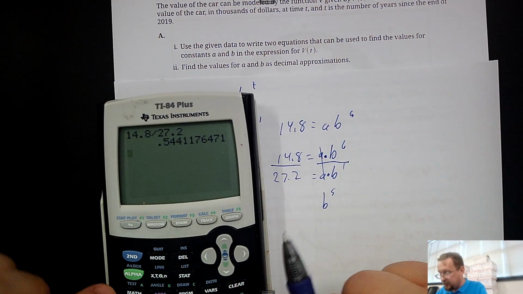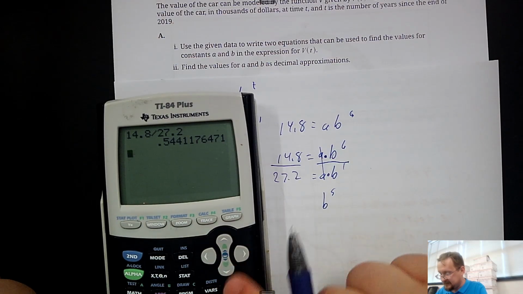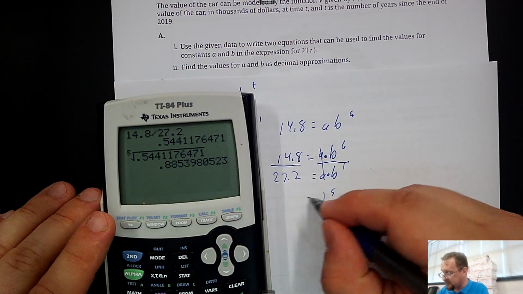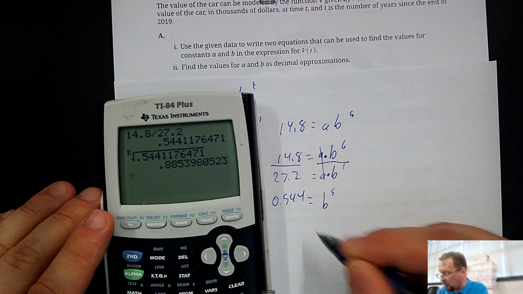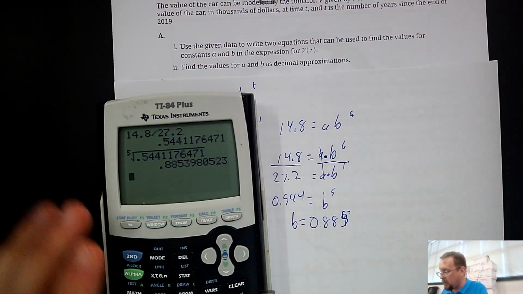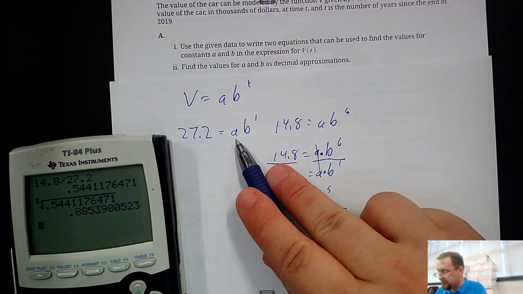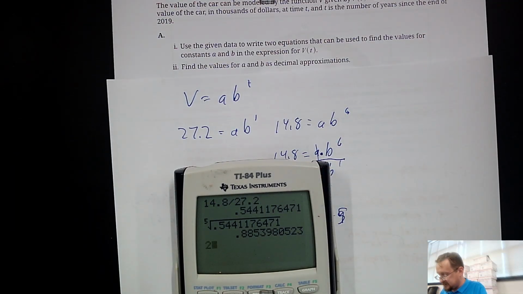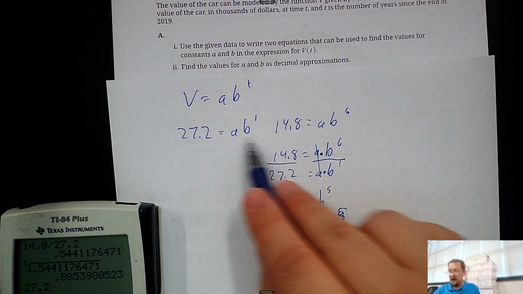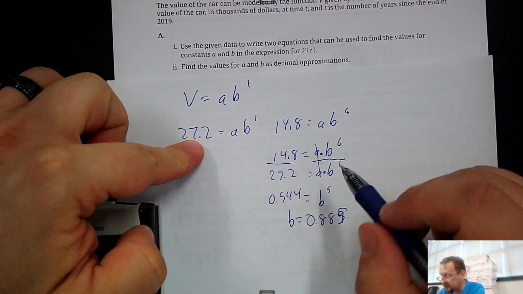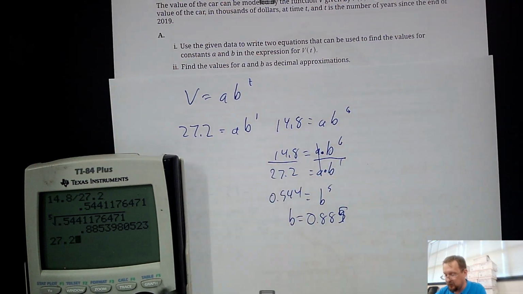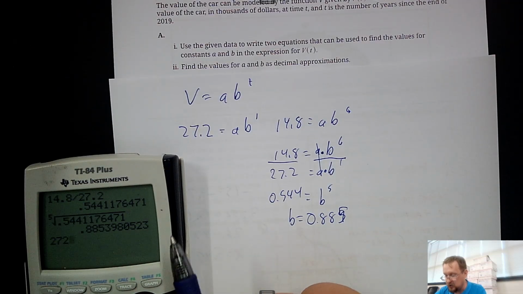Okay, and so I am going to take the 5th order root of this number. Okay, so b to the 5th is 0.544, so b itself will be 0.889, okay, all good. All right, then I'm going to come back up here, and I'm going to say 27.2. Oh, by the way, I did not convert these to thousands, and the division would come out the same if you convert to thousands.